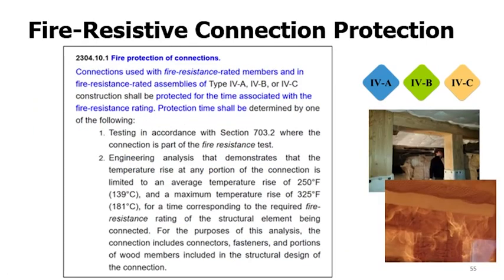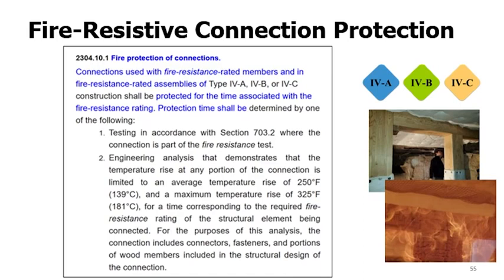Here's an excerpt of the IBC provisions dealing with fire protection of connections in mass timber construction. And as you can see here, two options are provided. The first option is to perform a standard ASTM E119 fire test, in which the connection is included within the tested assembly. As with any standard fire resistance test of a load carrying assembly, the connection would need to be loaded during this test. And then the second option is an engineering and analysis option. The design objective in such an analysis is for the average temperature rise at the interface between the protection and the connection itself to be limited to 250 degrees Fahrenheit.